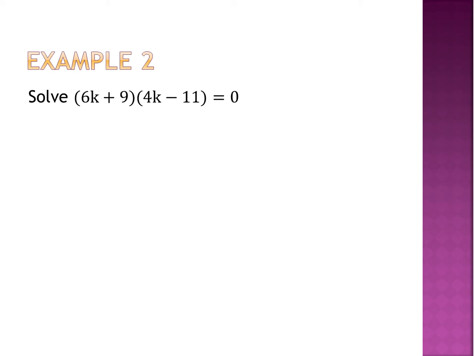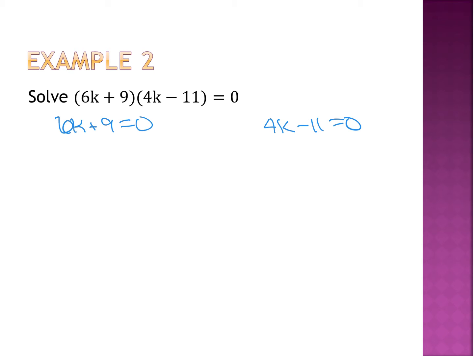For example 2, I have the quantity of 6k plus 9 times the quantity of 4k minus 11 equals 0. So I'll do the exact same thing, and I'm going to take my first factor, set that equal to 0. Then I'll take my second factor, set that equal to 0, because I know that one of those factors has to be 0 in order for the whole product to be 0. And I'm going to go ahead and solve.